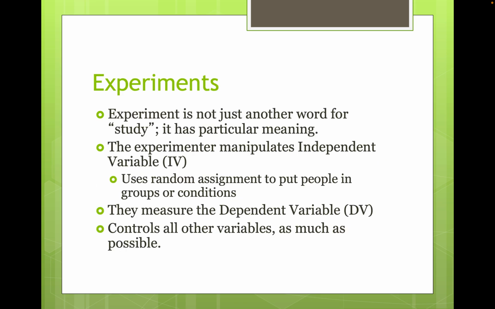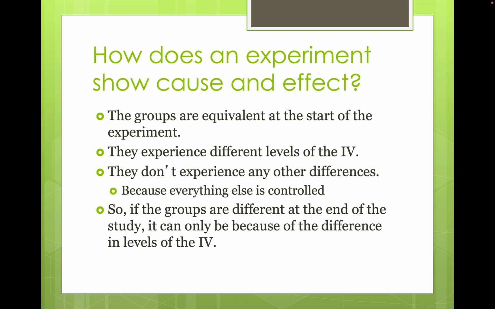Experiment is not just another word for study. It has particular meaning. The experimenter manipulates the independent variable. They use random assignment to put people in groups or conditions. They measure the dependent variable. They control all other variables as much as possible. And of course, mine was not this type of research. I didn't do an experiment. I used surveys.